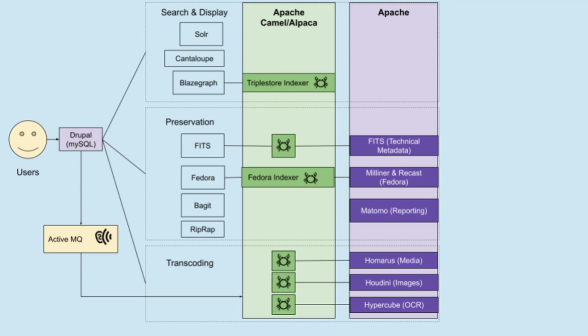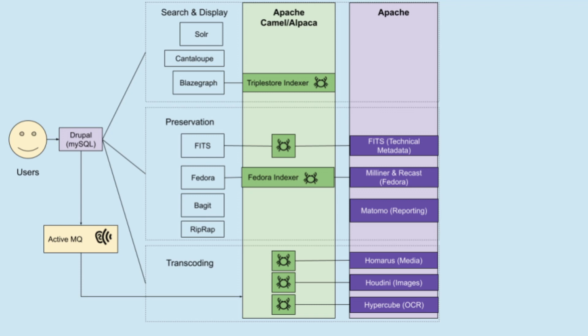So you can see here a number of the applications, and they're subdivided by what you do with them. Here on the top, our search and display applications are Solr for indexing, Cantaloupe for image delivery, BlazeGraph for the Triple Store. In the preservation category, we have FITS, Fedora Commons, Bagger, and RipRap, and these are all dedicated to preservation. And then we have transcoding, which is the microservices part of the stack. So you can see we've got Homarus doing media, Houdini images, and Hypercube for OCR.